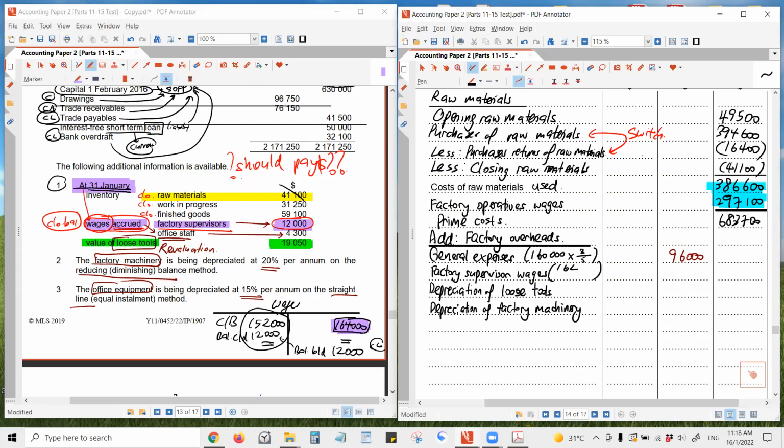Okay, let's show the calculation first, right? Show the calculation. 152000 plus 12,000. Okay, those tools depreciation.